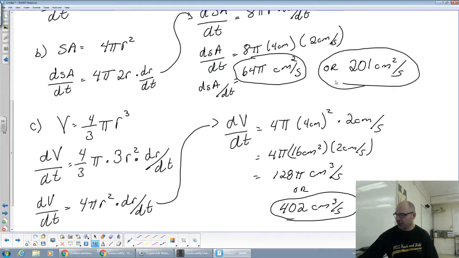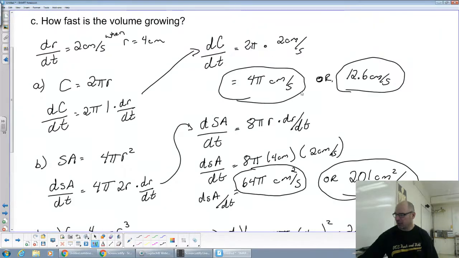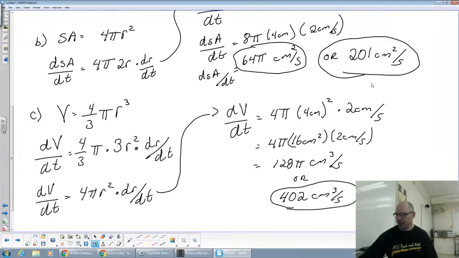This is how fast the surface area is growing at that particular time. And this is how fast the circumference is growing at that particular time of 4 centimeters. Okay, sphere-related rate problems are the easiest type because they only have the variable r, the radius variable, related to one of the other quantities: surface area, volume, circumference. Later on, we'll do some other ones that have other variables in them, and they get a little more complex when you have more variables, so we'll save that for next day.